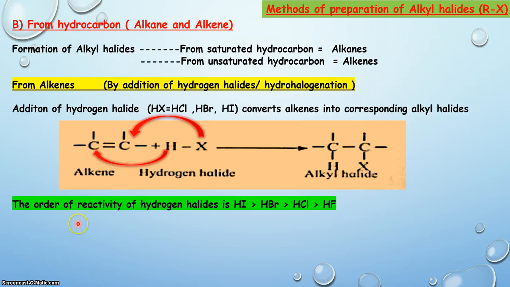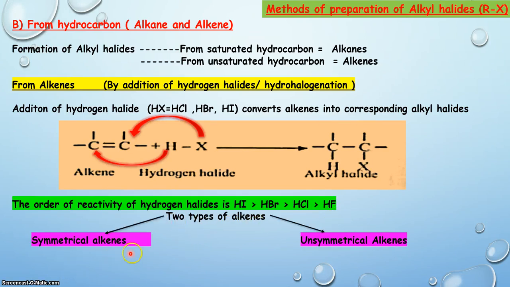Let us see the order of reactivity of hydrogen halide. That is, HI is more reactive than HBr, HBr is more reactive than HCl, and the very least reactive is HF. The strongest acid HI is the most reactive toward the alkenes, while the weakest acid HF is the least reactive toward the alkene. Two types of alkenes are there, that is symmetrical alkenes and unsymmetrical alkenes.